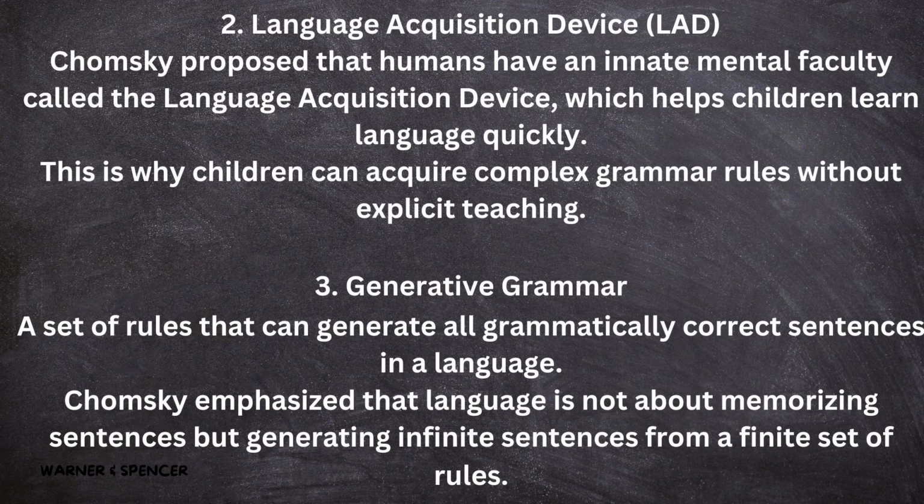And now let's talk about generative grammar. Generative grammar is a set of rules that can generate all grammatically correct sentences in a language. Chomsky emphasized that language is not about memorizing sentences, but about generating infinite sentences from a finite set of rules. So, this is the generative grammar that Chomsky talks about.